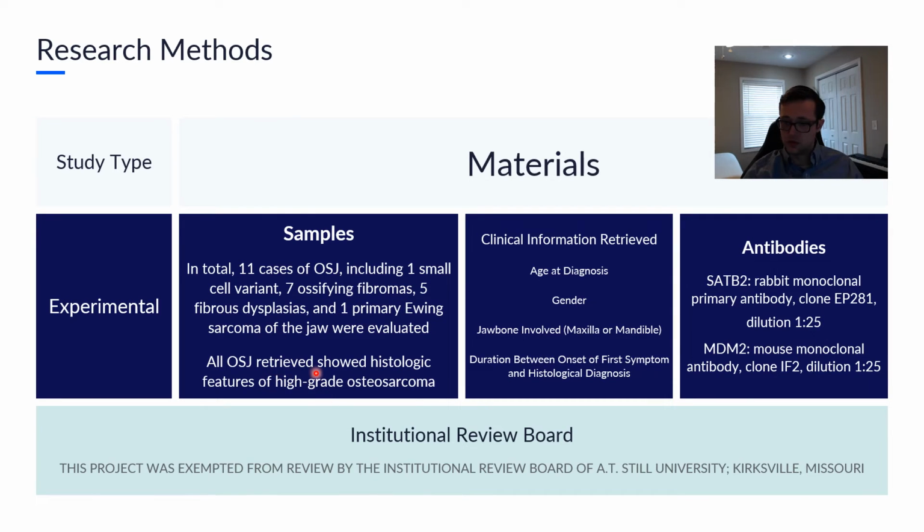All of the OSJs we retrieved showed histologic features of high-grade osteosarcoma, and for our antibodies, we used the EP281 antibody for SATB2 and the IF2 antibody for MDM2. Both of these are produced by Cellmark in Rockland, California. I also want to note that given the nature of the experiments involved in this study, this project was exempted from review by the IRB of ATSU.